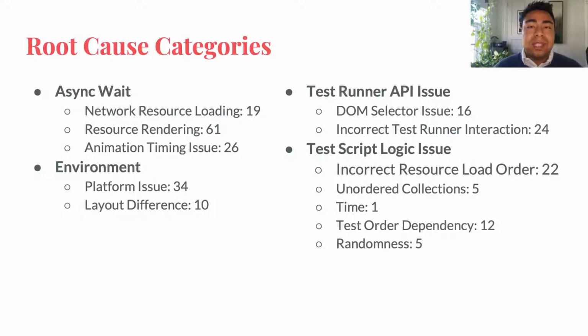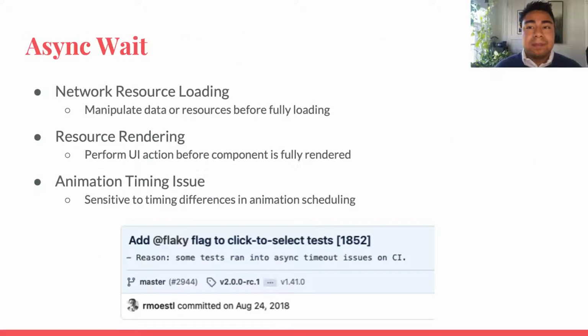Now we'll go over the root cause categories that we identified. The first category is async wait, which has been described in previous work. We find that the root causes can be further divided into the following subcategories. Network resource loading issues attempt to manipulate data resources before they're fully loaded, and resource rendering issues attempt to perform a UI action before the resource has been fully rendered. Animation timing issues are sensitive to the timing differences and animation scheduling. The commit below shows a reporter describing an async timing issue they experience on a continuous integration system.